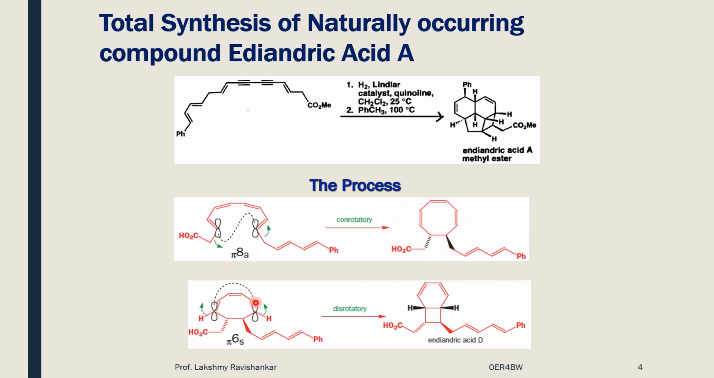Now this again has got 6 pi electrons. So under thermal conditions, it can undergo a disrotation. So if it undergoes a disrotation in this fashion as shown in the direction of the arrows, you get this 4-membered and 6-membered cis fusion, which is known as the endiandric acid A.